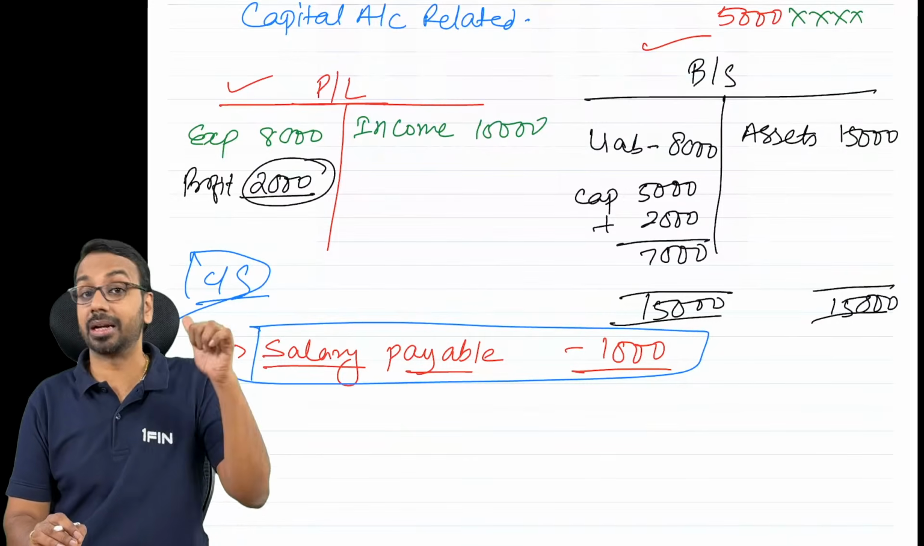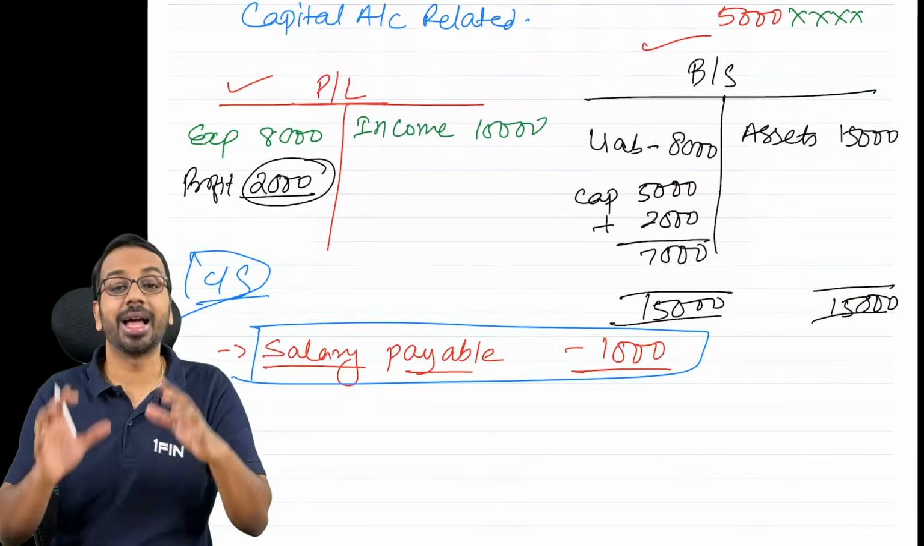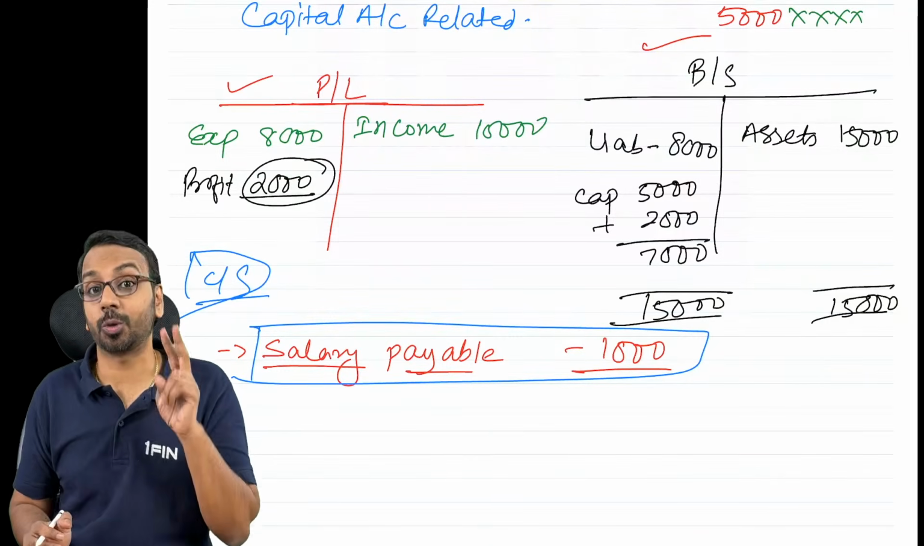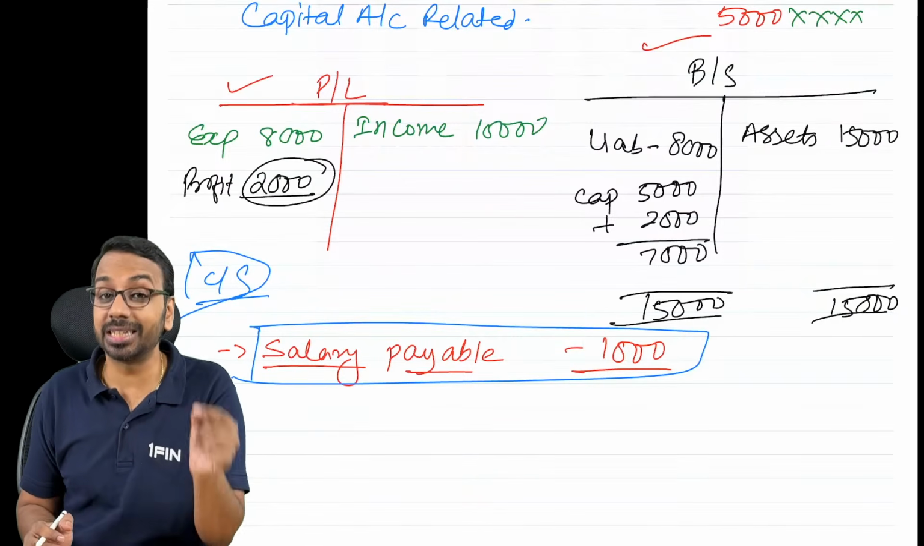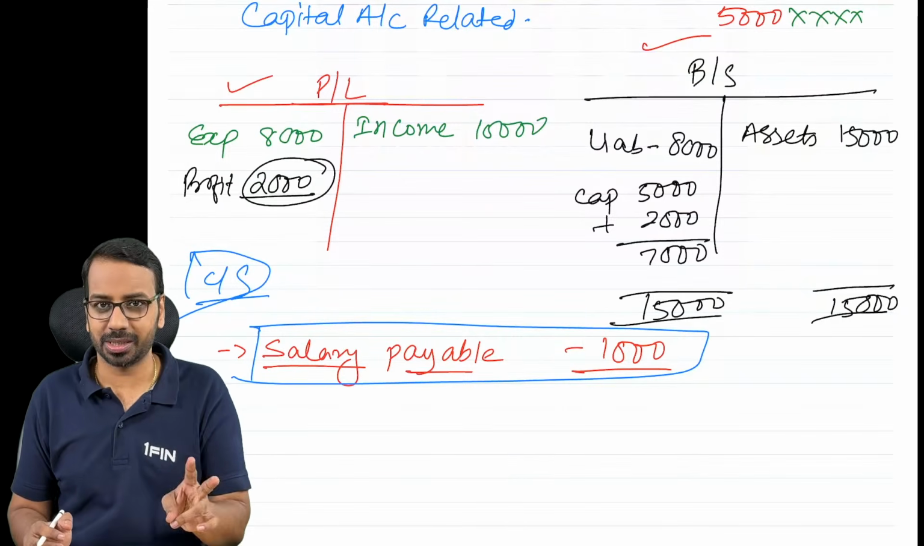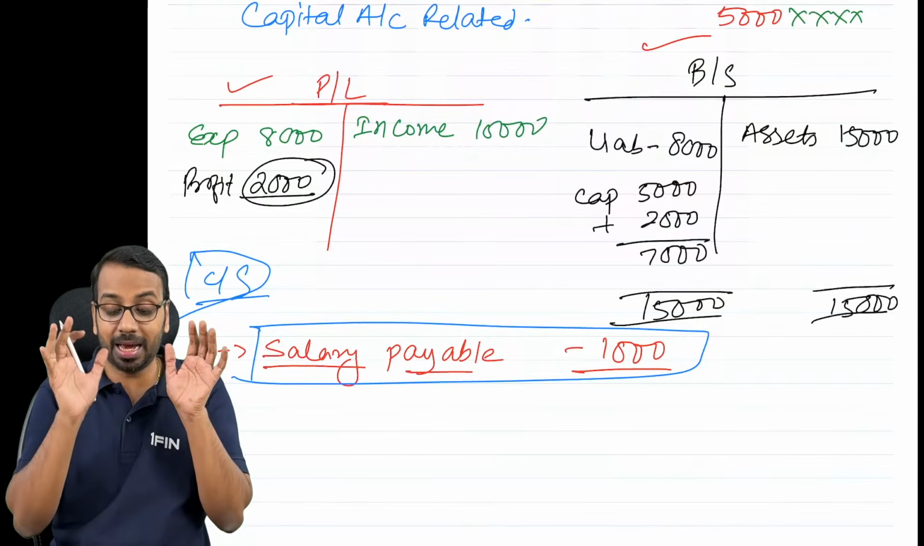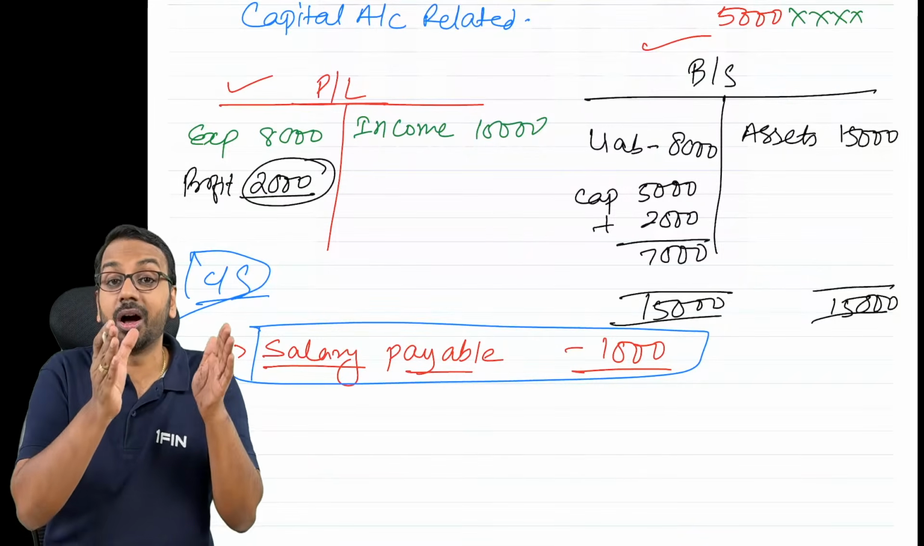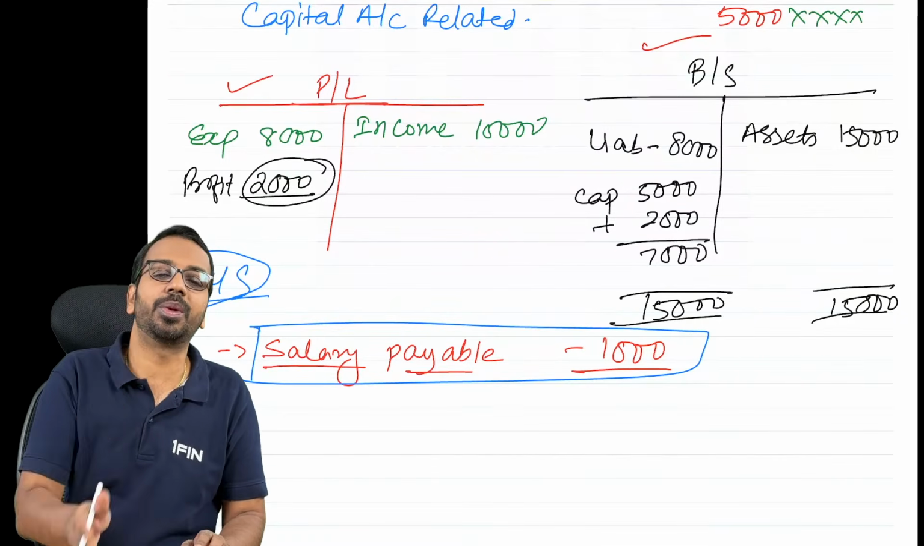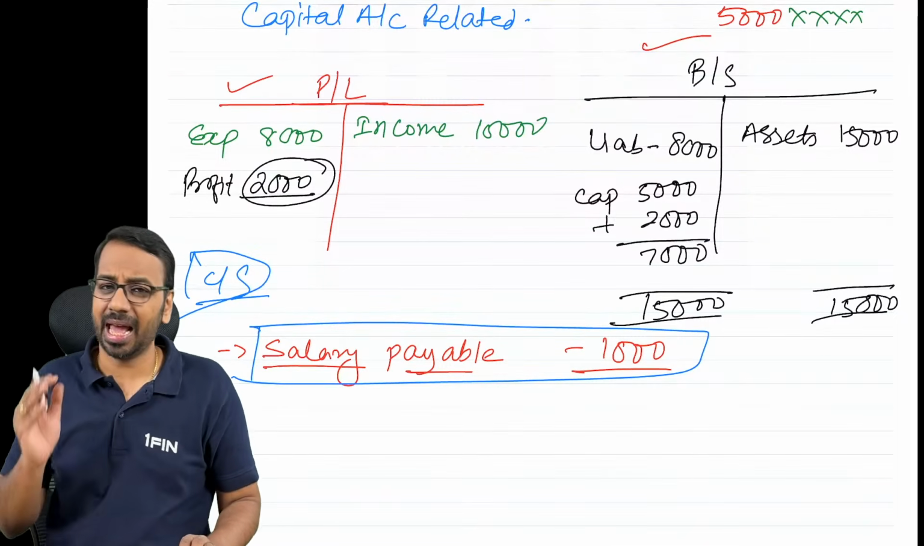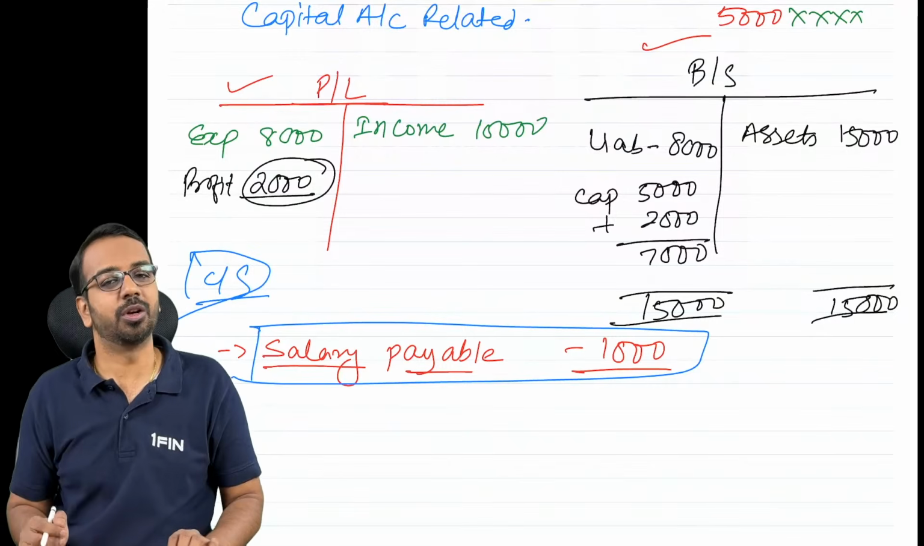So always remember, trial balance items will appear once, adjustment related items will appear twice. Nobody will tell you this, right? I am telling you based on my experience, a flow which will help you to complete the P&L and balance sheet properly, and you will never be scared of this particular topic.